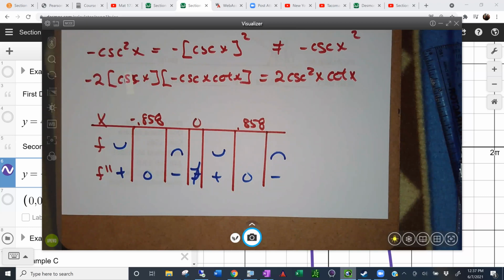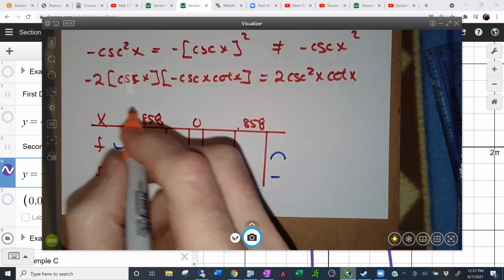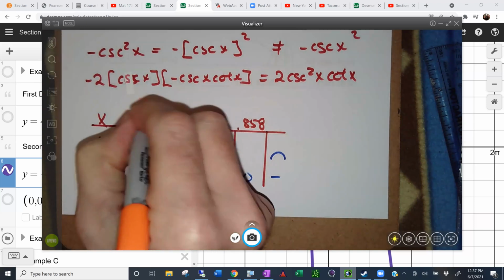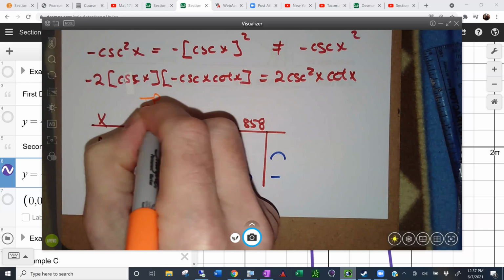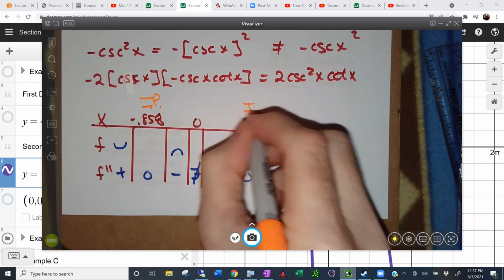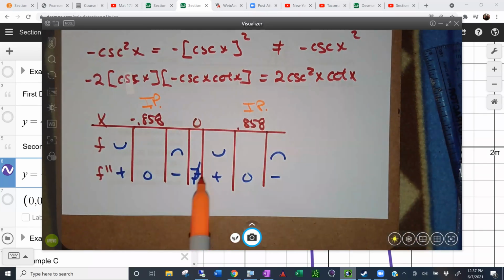In particular, that tells me that this is an inflection point. And this is an inflection point. But 0, how come 0 is not an inflection point? Doesn't exist. Yeah, it doesn't exist on the graph. It's just not a point on the graph. So as far as inflection points, we should see them here and here.